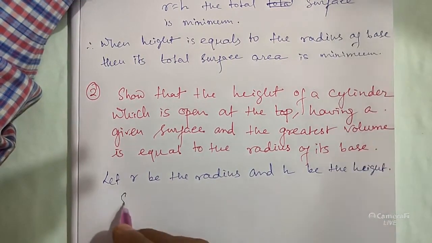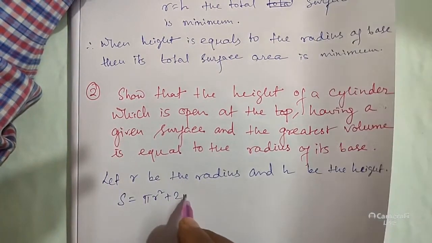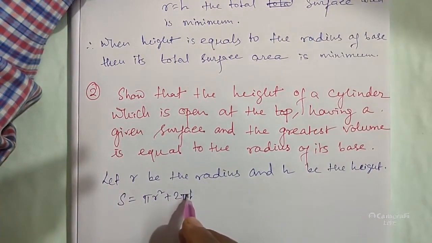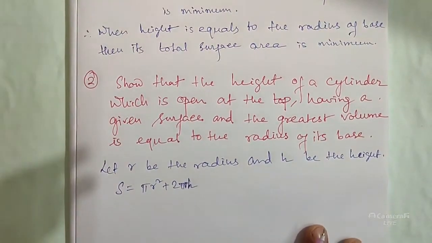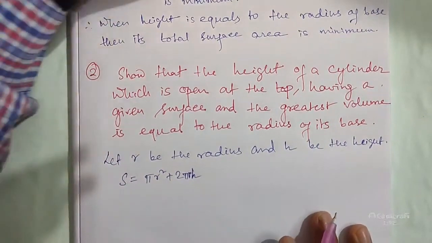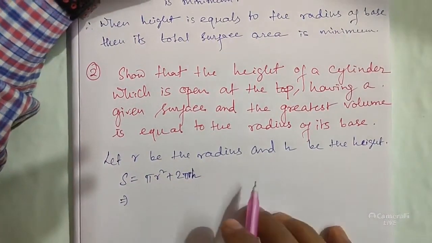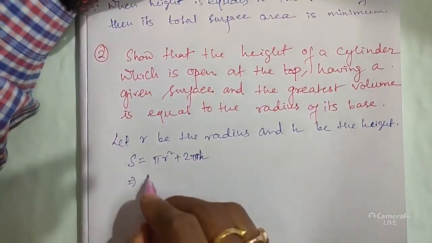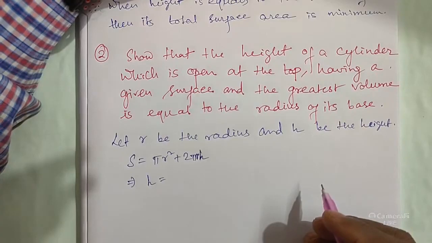So here what will be the S? S equals pi r square plus 2 pi r h. Same, because top is open. Now from this condition we will find the value of H. H we will replace because we know the formula of V equals pi r square H.